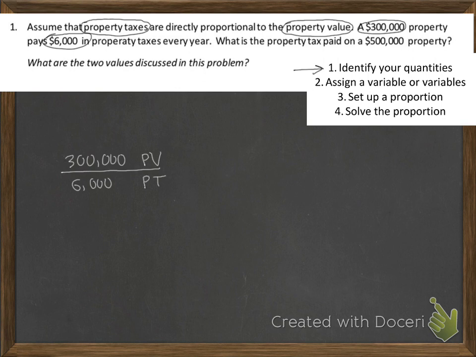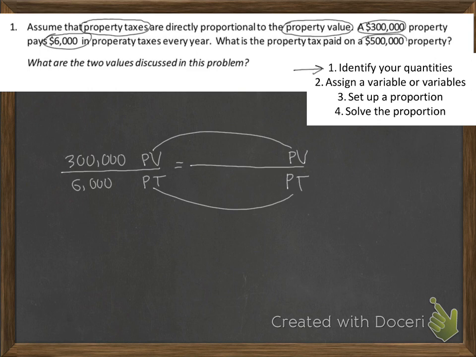So the value is $300,000. I have to pay $6,000 in taxes on that property. Here's the important part, the really critical part. I have to make sure that the property value goes upstairs on the other side and the property taxes go downstairs on the other side. So the property value is upstairs, it stays upstairs. Tax is downstairs, it stays downstairs. So be careful with that.